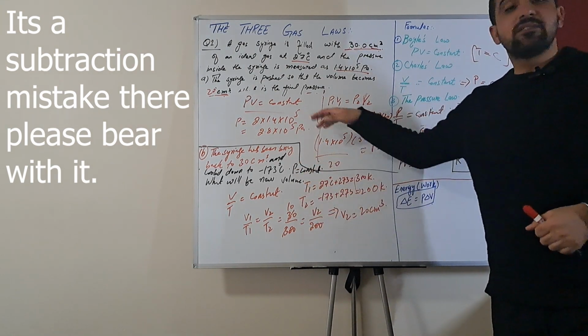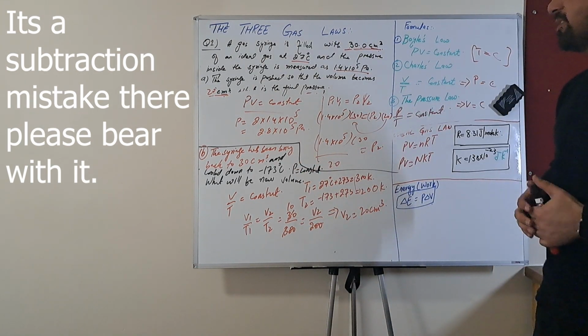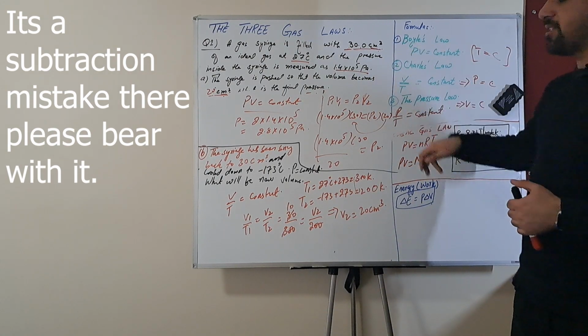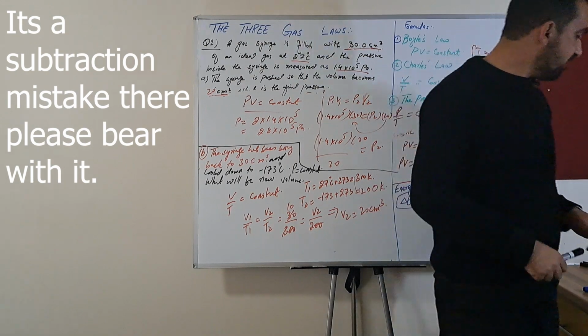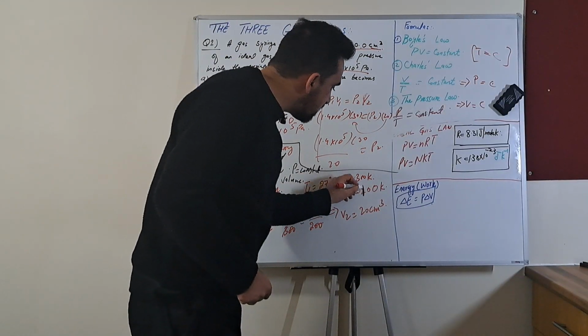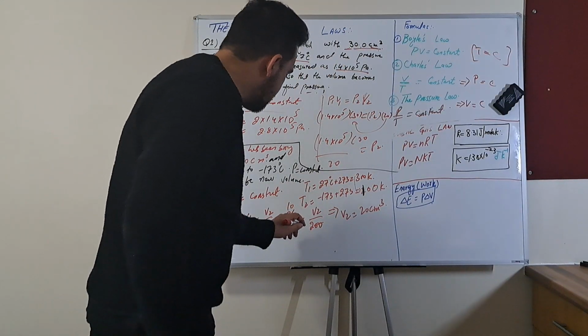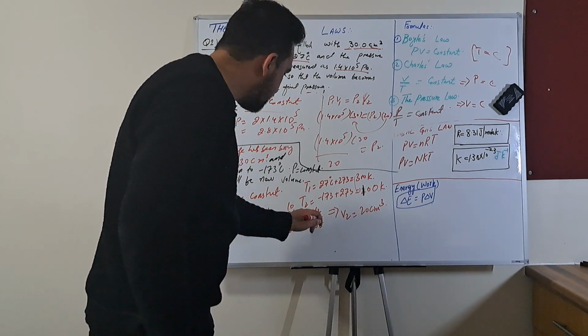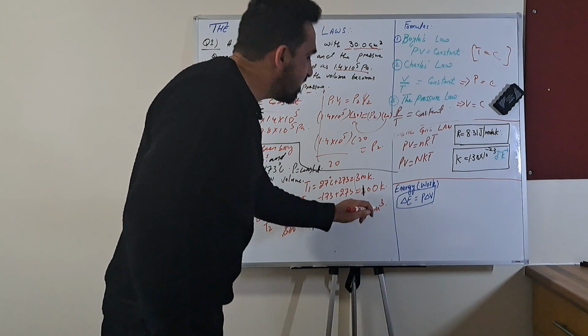So that's how you can find volume and pressure, volume and temperature, and pressure and temperature. Okay, so if it's 100, then this will become equal to 100, and we will get, what will be the answer? 10 centimeter cube.